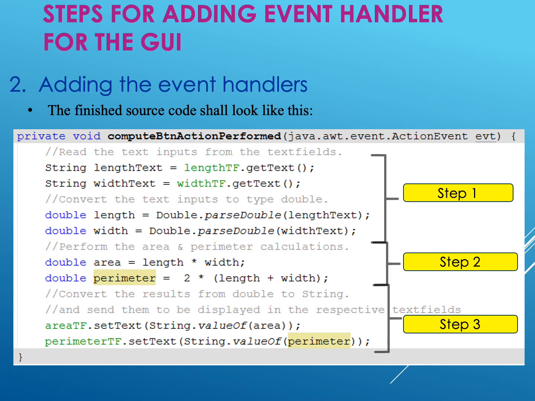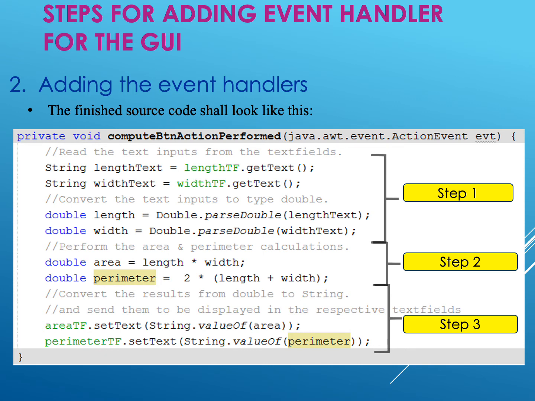To read the text inputs from the text field, you would use lengthTF.getText, and whatever the user inputs in the lengthTF, you will save it inside string lengthText. The same thing for widthTF. Whatever the user inputs, you will get the text by using the getText method, and then you save it inside your string widthText.